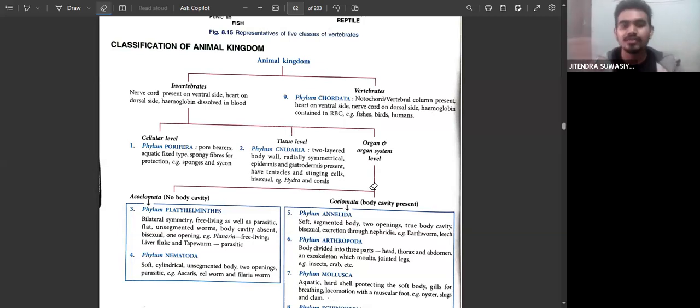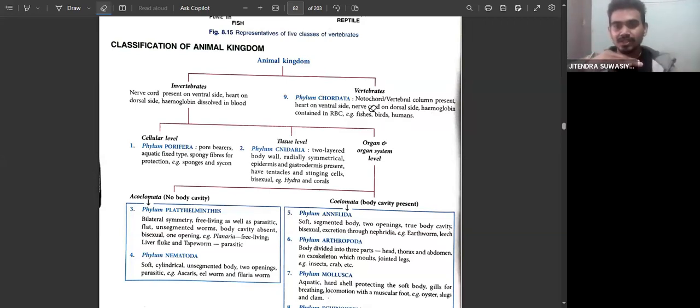In that, there is one phylum, chordata. It has a notochord, a vertebral column, and the heart on the ventral side. At the beginning of the classes, we talked about body directions. So what is the ventral side? If the rabbit is like that, that is the dorsal side, that is the ventral side, that is the anterior side, and that is the posterior side.